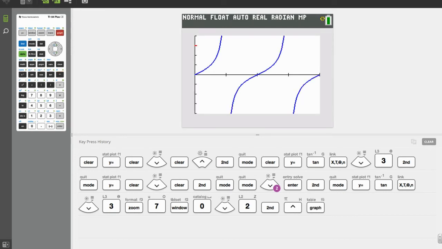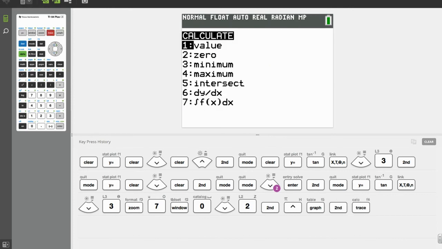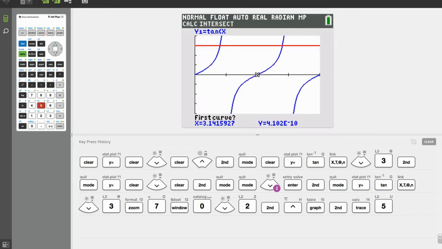And we just want to see where there is an intersection between 0 and 2 pi. And if you notice, we've got 2 intersection points here. So we're going to go to second trace to get to calculate, number 5. We'll move the little spider towards the first intersection point. Okay, we're near the first intersection point, so it says first curve, enter, second curve, enter, enter. So the first value is 1.25, rounded to the nearest hundredth.